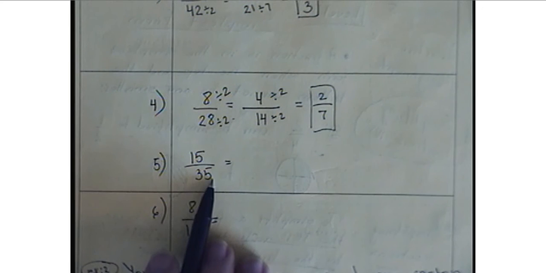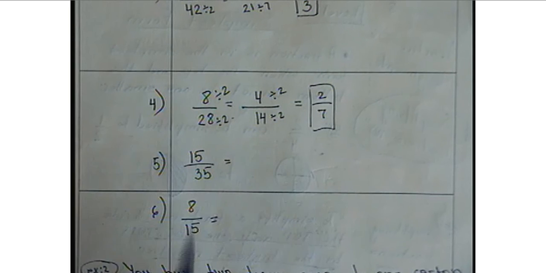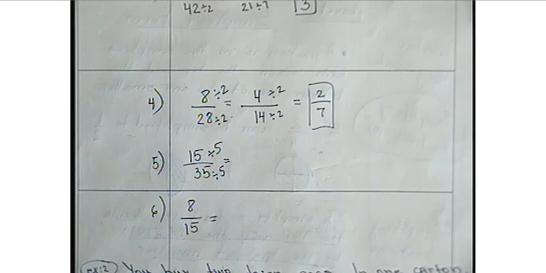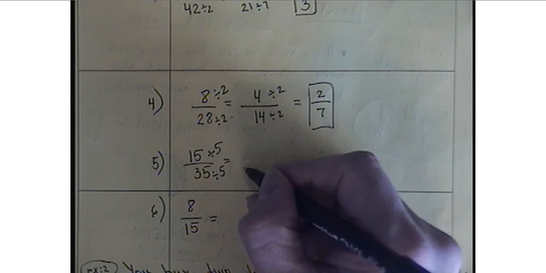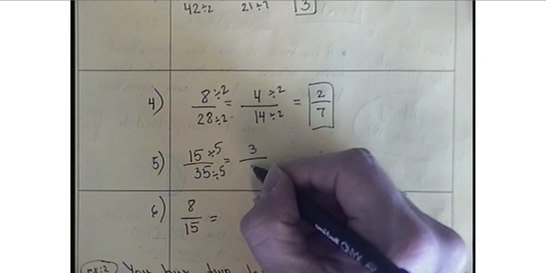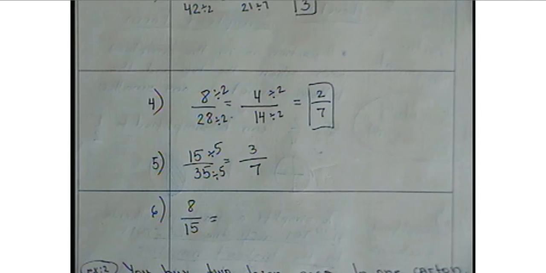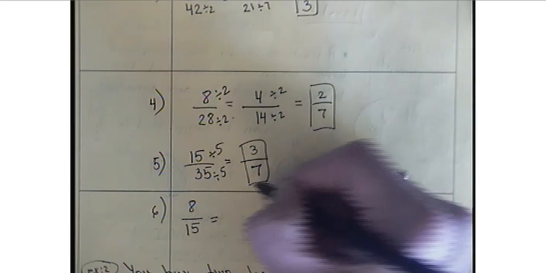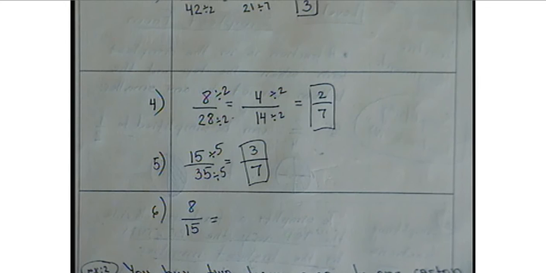15 over 35 is a good example. Every time when numbers end on 5, you guys know that those are divisible by 5. So I would say just do that, divide them by 5. So 15 divided by 5 is 3, 35 divided by 5 is 7. So 3 over 7, and 3 over 7 will be the final answer here.